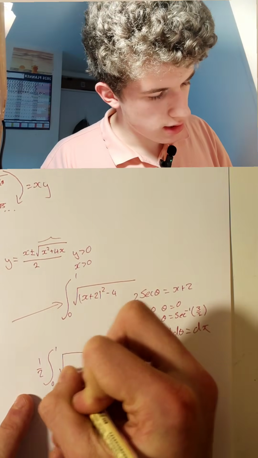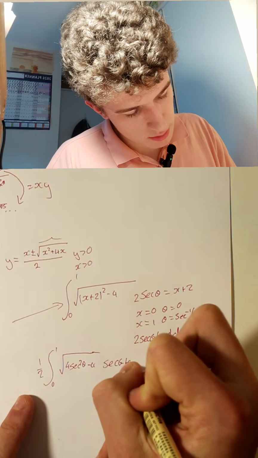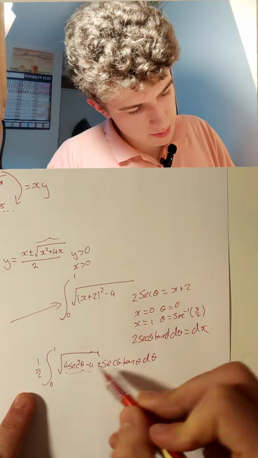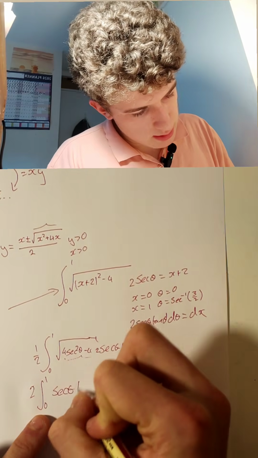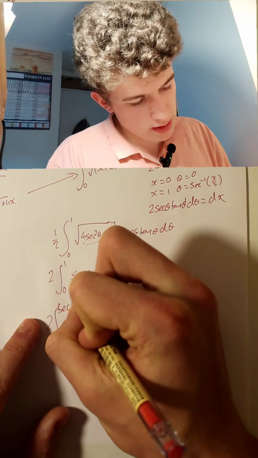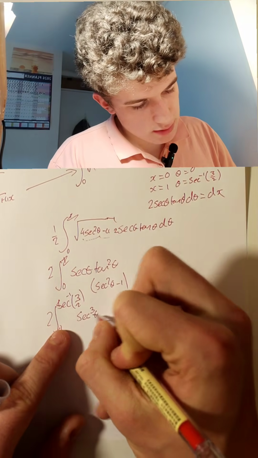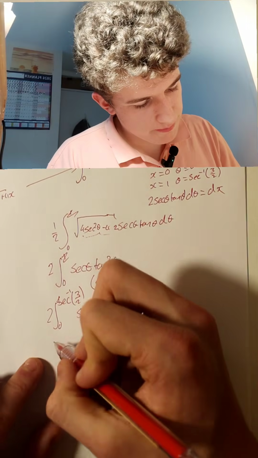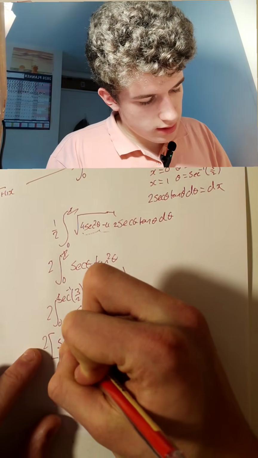And now we can plug this all in, so we're going to get 1 over 2, 0 to 1 of 4 secant squared theta minus 4 times secant theta tan theta d theta is 2 now, so we get the hedge out there, and so we're going to tan theta. So we get 2 from 0 to 1 of secant theta tan squared theta, which we can write as secant squared theta minus 1. So we get 2 times integral of 0 to inverse secant of 3 over 2 of secant cubed theta minus secant theta.